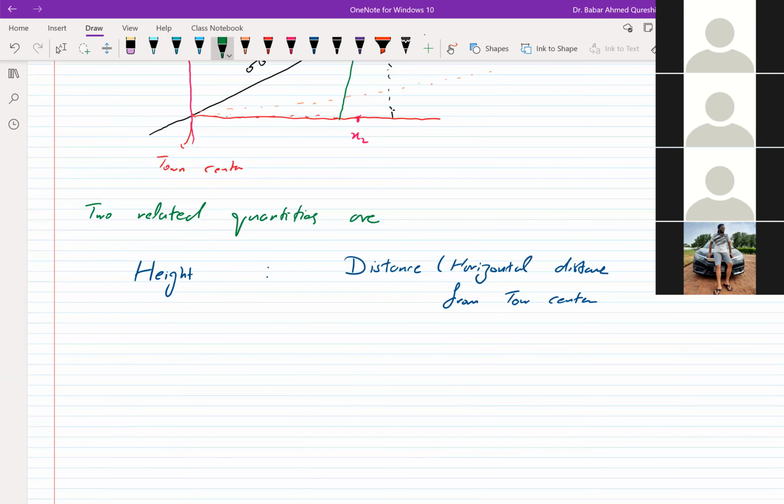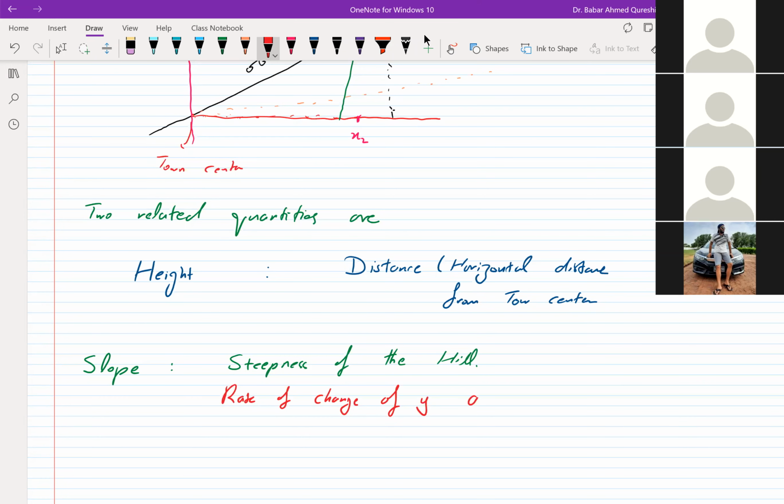So this you call, in common language, the slope of the hill. Steepness of the hill. And what is this? This is nothing except the rate of change of y as x changes.